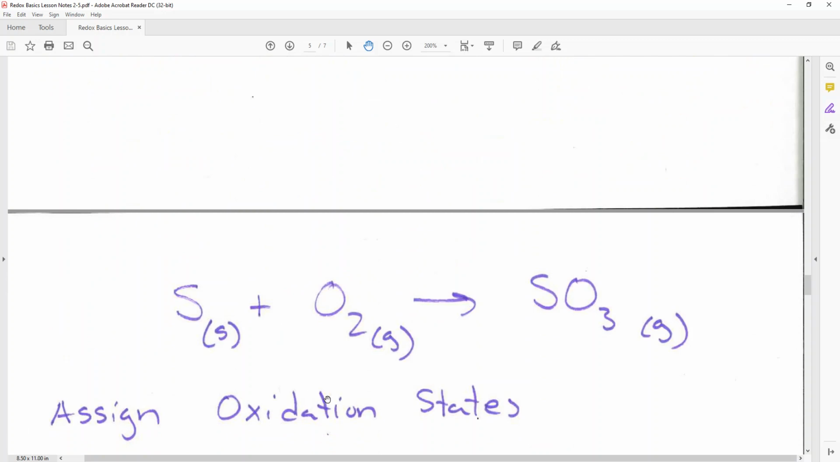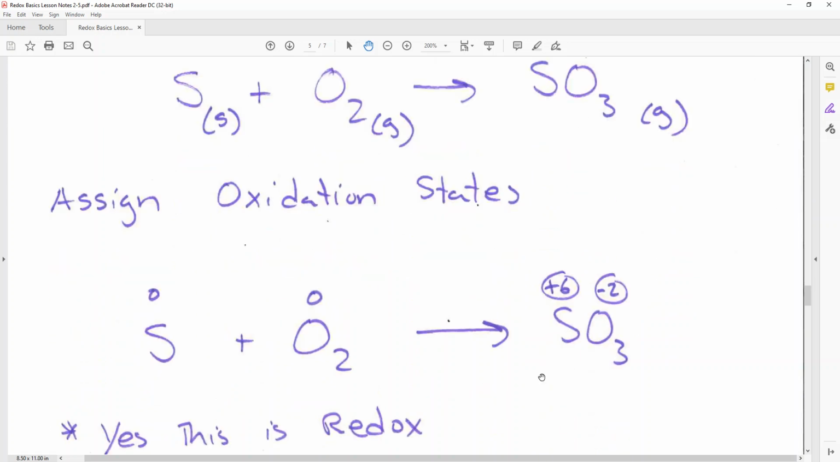Well, let's assign oxidation states. Remember, this is an element, so 0. This is an element, so 0. Okay? This is a compound, so not 0, but let's find out. Oxygen's more electronegative, so we would give it a -2. But you have 3 of them, so that's a total of -6. So that means the sulfur has to be +6.